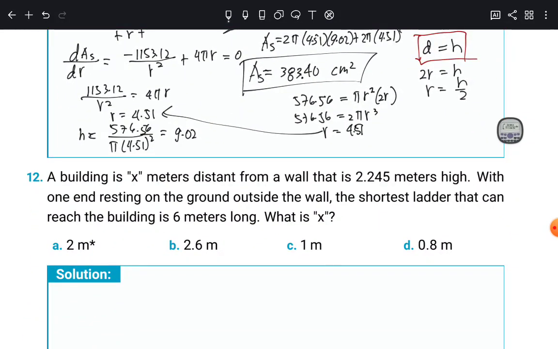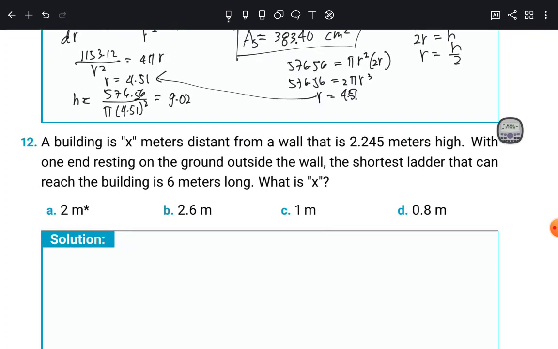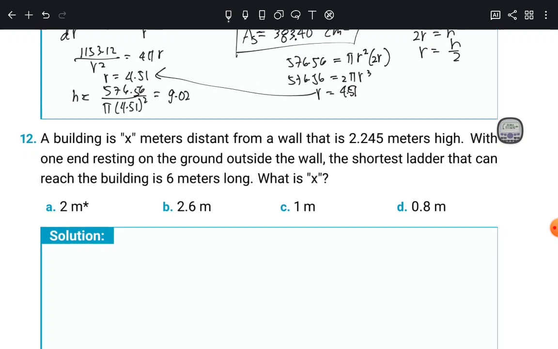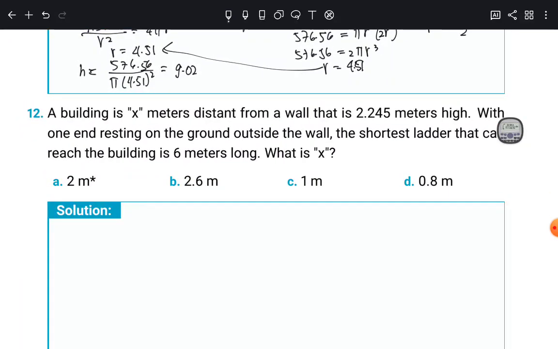Next, number 12. A building is x meters distant from a wall that is 2.245 meters high, with one end resting on the ground outside the wall. The shortest ladder that can reach the building is 6 meters long. Then what is the value of x?